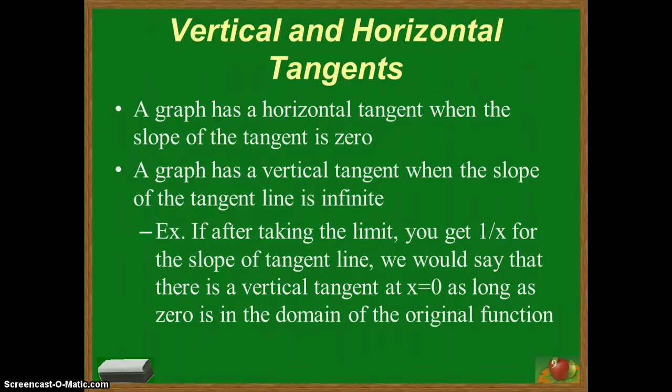Okay, what about vertical and horizontal tangents? Well, we would say a graph has a horizontal tangent when the slope of the tangent line is 0. Remember, a horizontal line has a 0 slope. A graph has a vertical tangent when the slope of the tangent line is infinite.